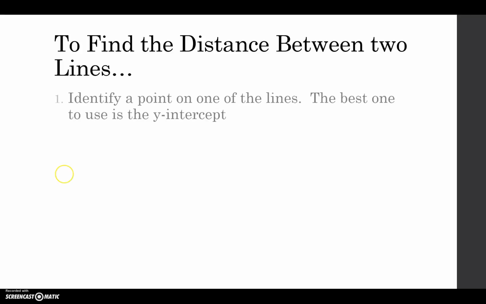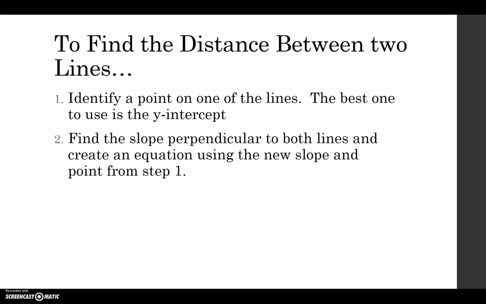Again, write these down. Step one is identifying a point on one of the lines. It doesn't matter which point you choose, as long as it's on one of the lines. But I would always recommend doing the y-intercept because that makes step two a little bit easier for you. Step number two, find the slope perpendicular to both lines, and create an equation using the new slope that you've identified and the point from step one.